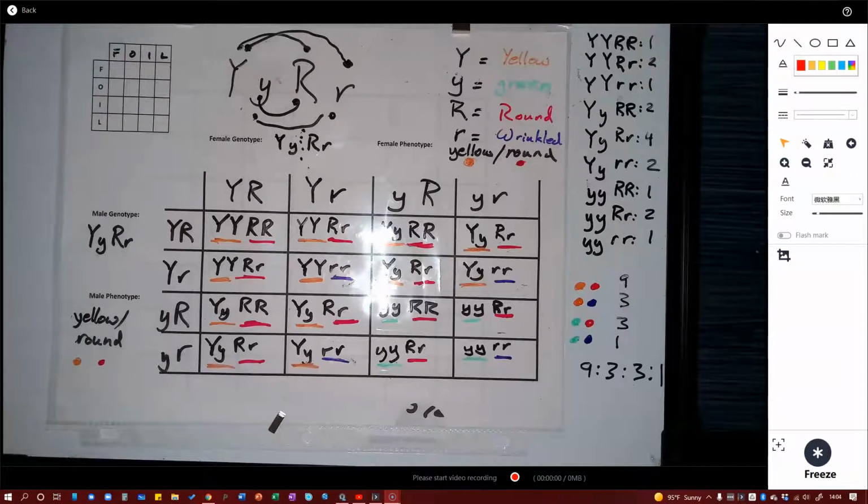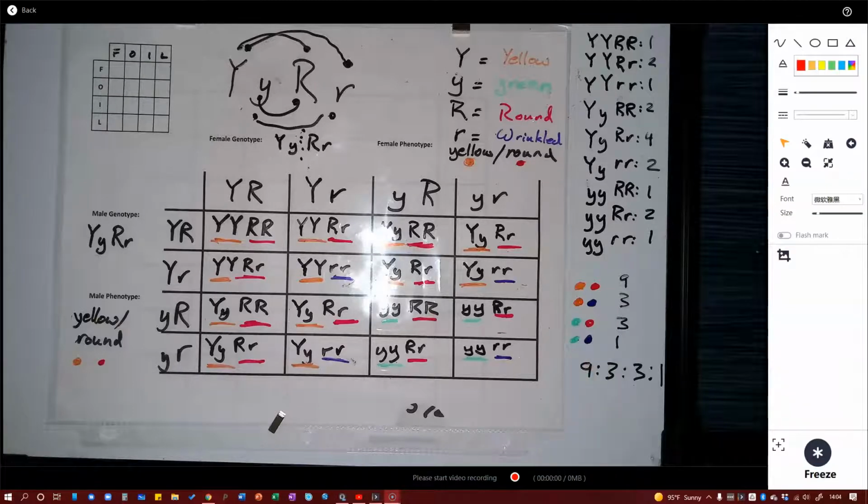Okay, just to help us visualize this a little better, I've gone ahead and colored everything in, and that makes it a little easier to count. And we'll notice that we've got a whole lot of these that are yellow and round, right? In fact, if we count them up, we get 9. Then if we count up the others, we have 3 that are yellow wrinkled, and 3 that are green round, and only 1 that is green wrinkled.